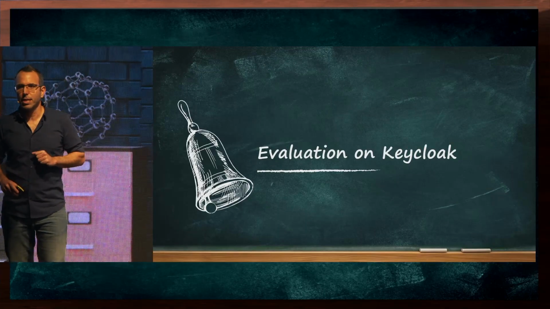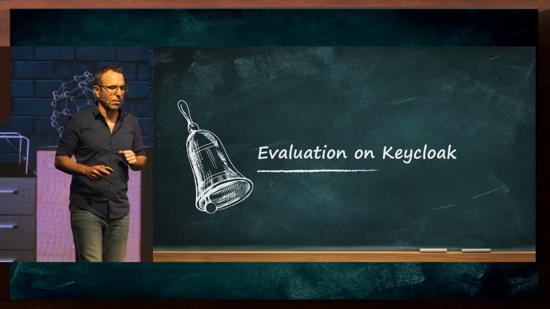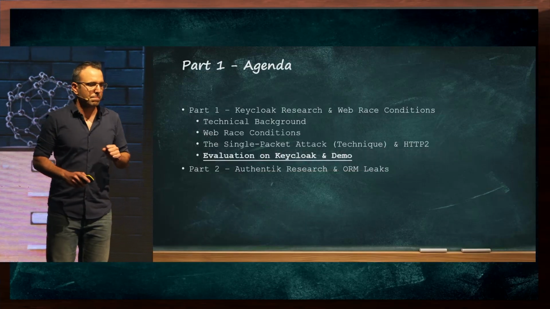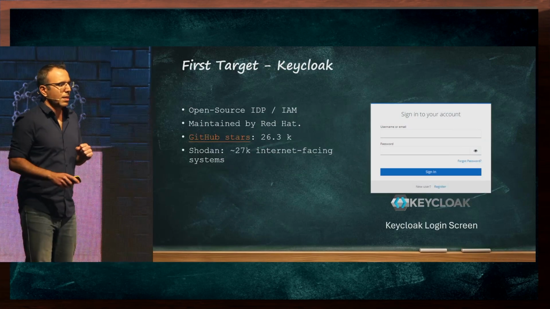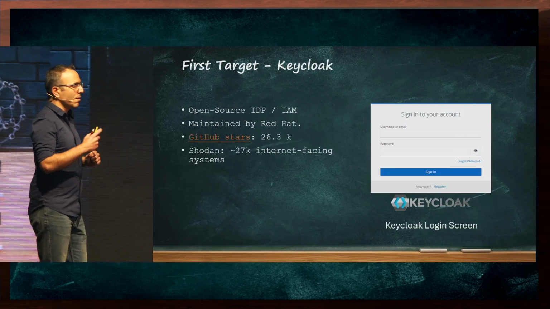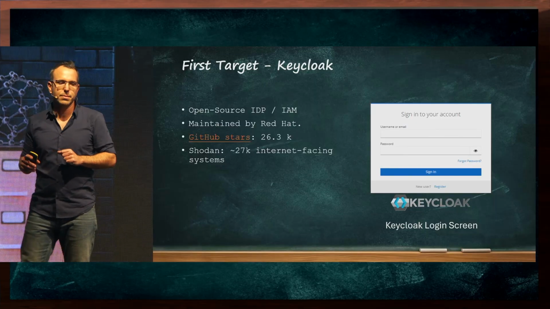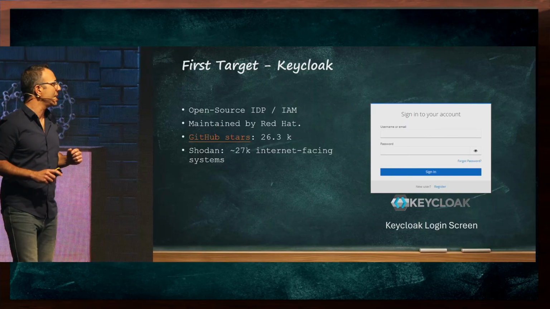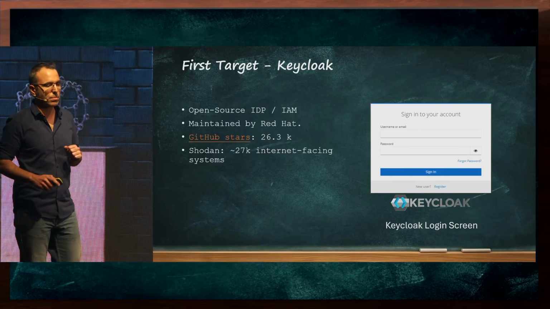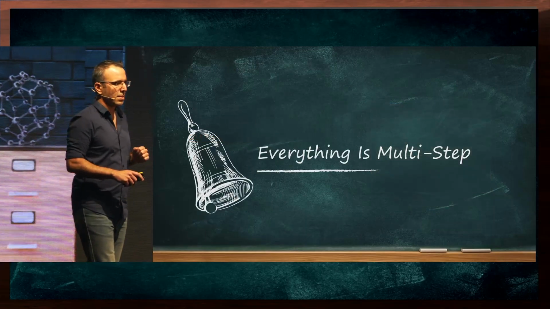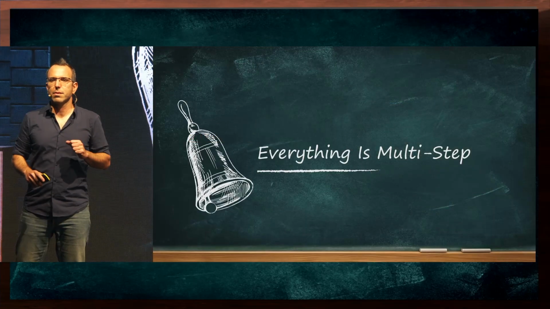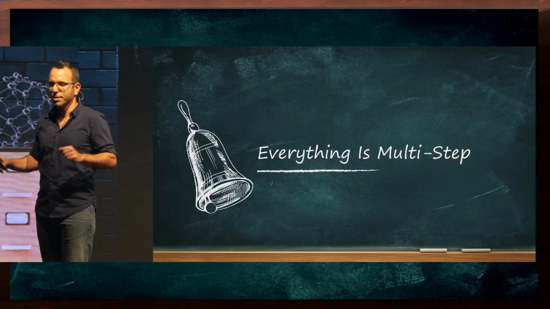OK, let's evaluate our learned technique on Keycloak. Our first target, Keycloak, is an open source identity provider maintained by Red Hat. It's the upstream of Red Hat Single Sign-On. Let's dive into our first story: everything is multi-step.